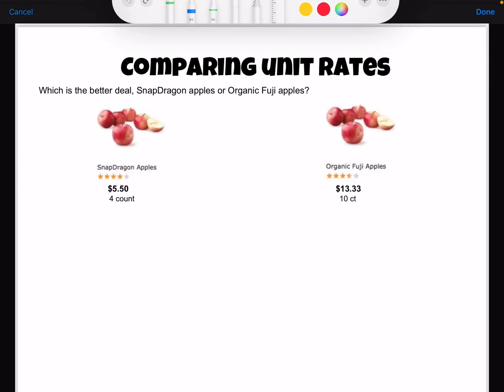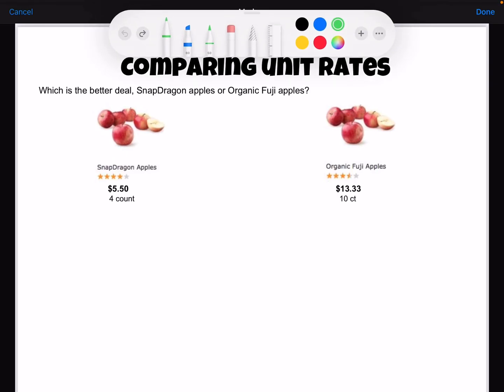Everybody, in this video we are going to be comparing unit rates. Remember that unit rates are special ratios, special rates where we are looking at one item. Could be 1 mile, 1 hour. In this case, we are comparing apples, so we're going to be looking at 1 apple. And the question we have is, which is the better deal? Snapdragon apples or organic Fuji apples?